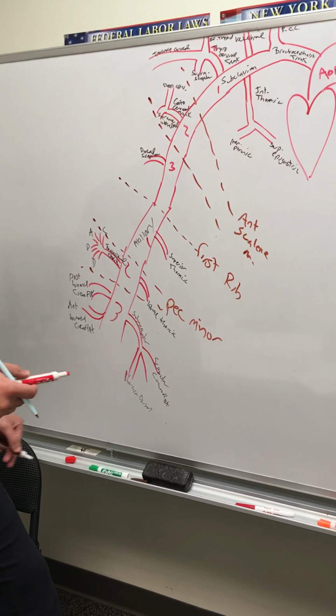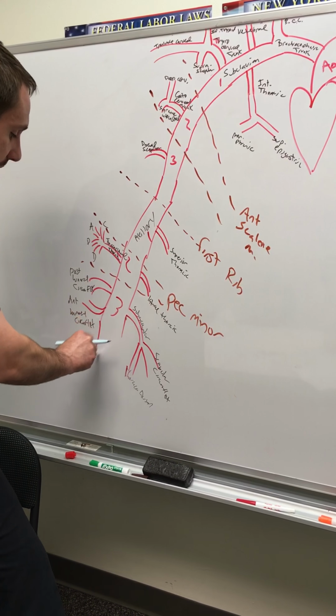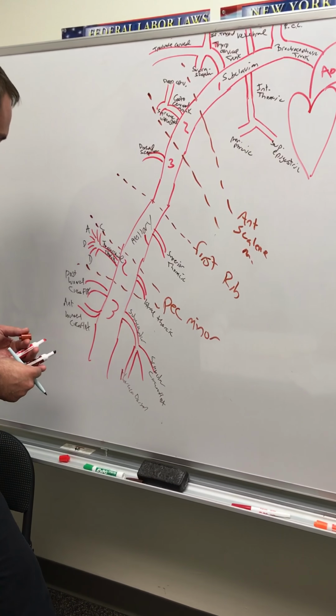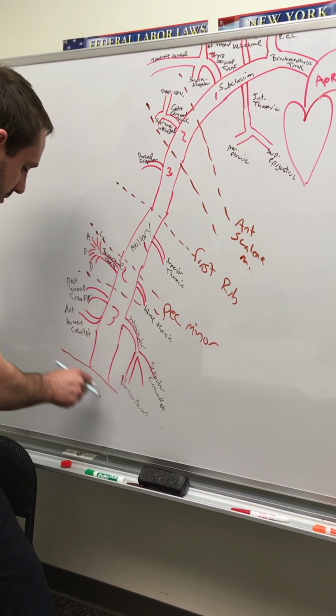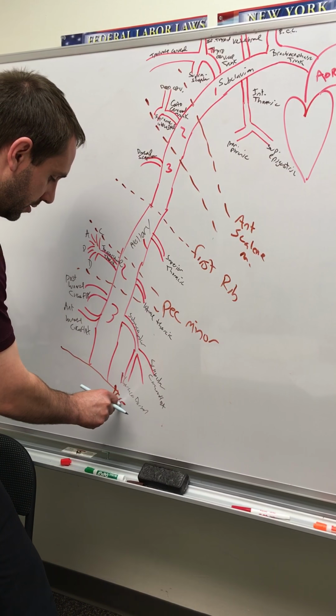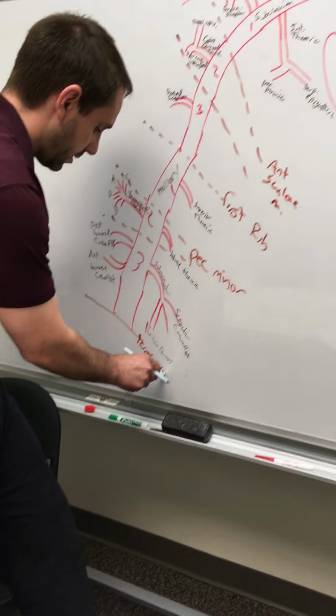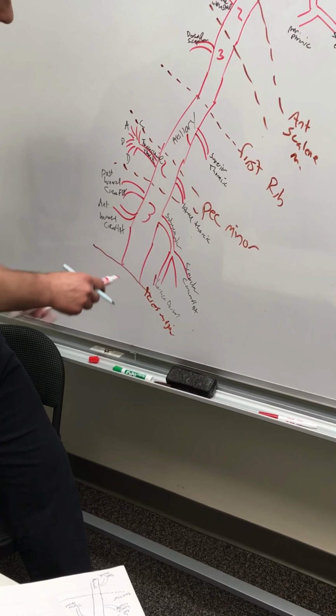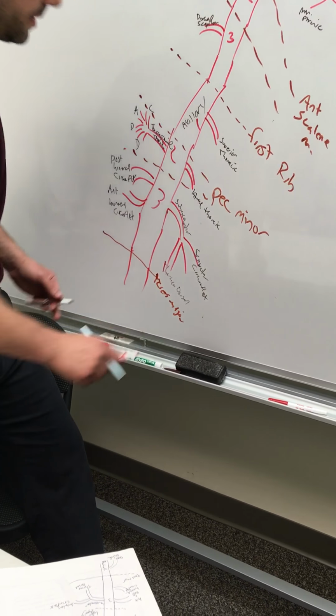And then the axillary artery changes its name once it gets by the teres major muscle. This is teres major. And it changes its name to the brachial artery. And that's to be continued.